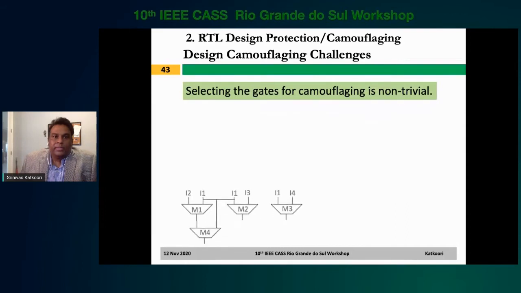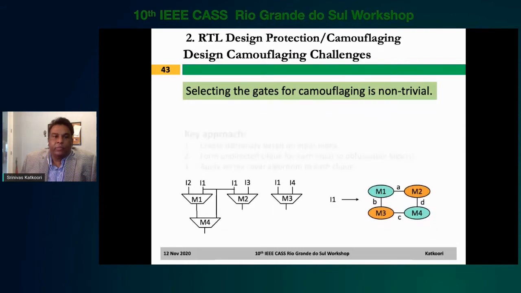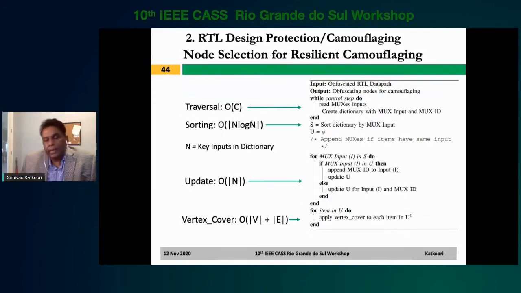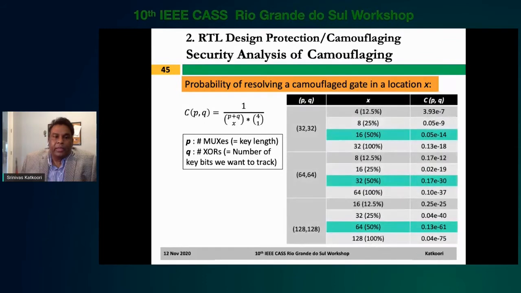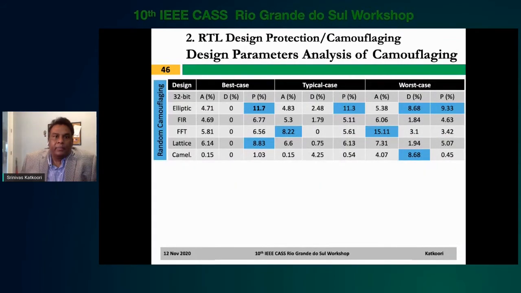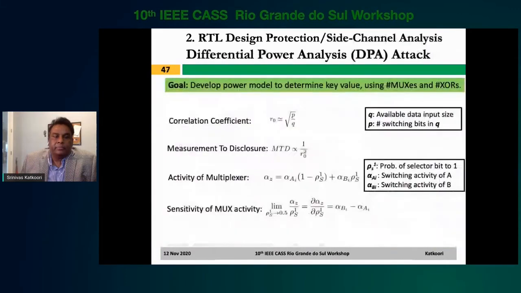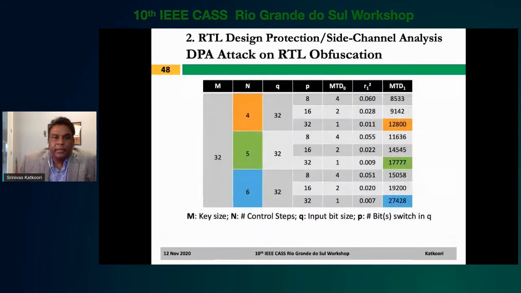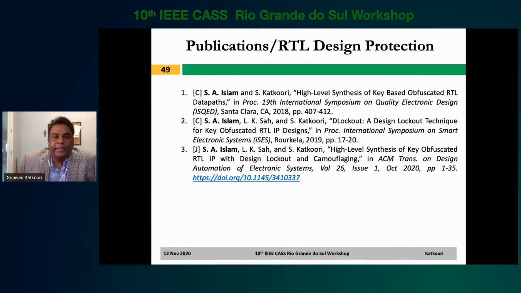I will not go into this in the interest of time, so we'll move on to the next idea. This is the algorithm used to identify multiplexers and so on. Also the design overheads are reasonable. We also analyzed differential power analysis attacks, because power analysis can be done to reverse engineer, and we show that it's hard to do with DPA attacks as well. There are publications on these ideas, and recently a TODAES paper came out on this, so if you're interested, you can look at it.